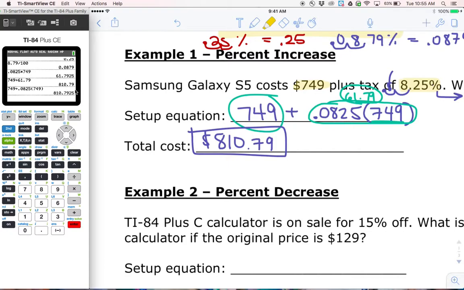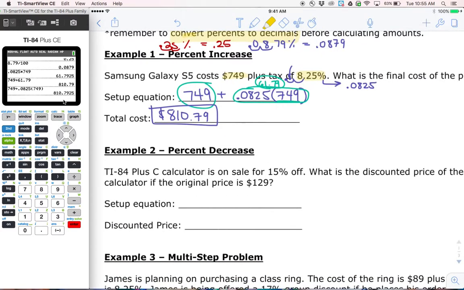It does have those extra decimal points, but we know we don't need those because it's money. We only need 2 decimal places. Okay, let's talk next about discounts. You guys know the phrase, the price plus tax. You knew that we needed to add the tax for that to make sense.